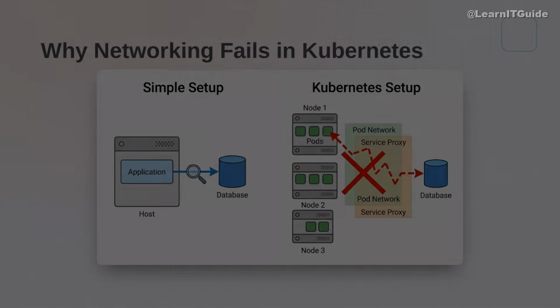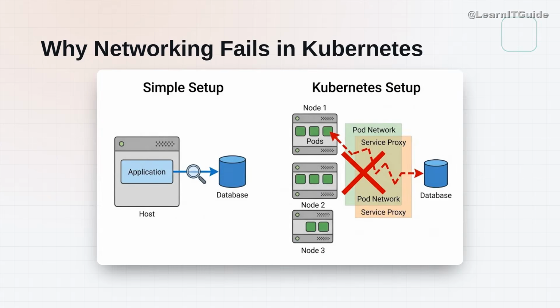So why is this a problem? In a simple setup, your application runs on a single host. But in Kubernetes, you might have hundreds of pods distributed across 20 different nodes. If the networking model is opaque to you, you are flying blind. When a service cannot reach its database, you need to know exactly which layer to inspect. Is it the pod network? Is it the service proxy? Without this mental model, you are just guessing.